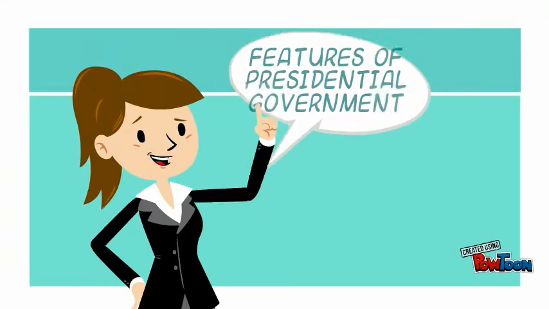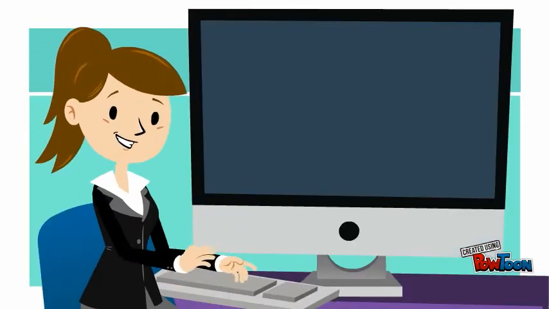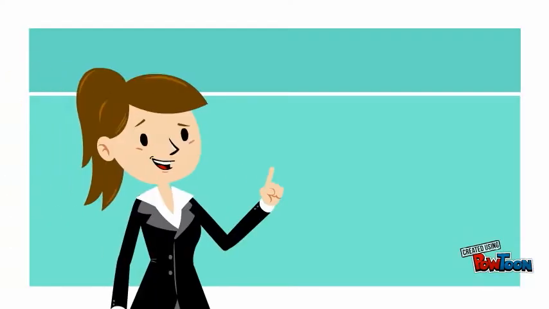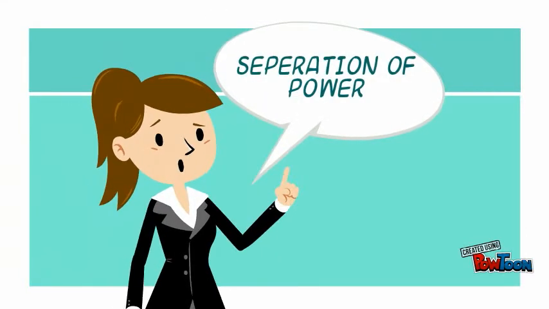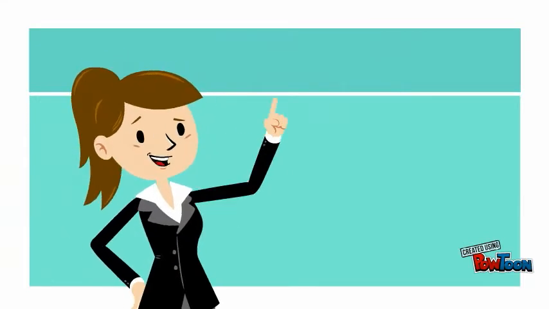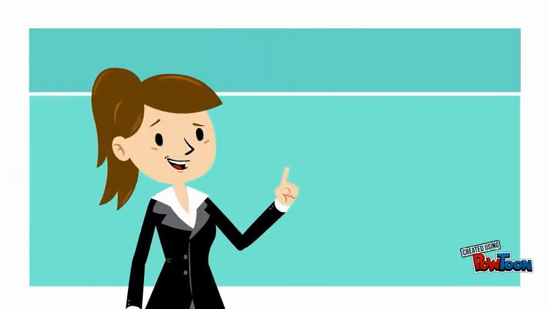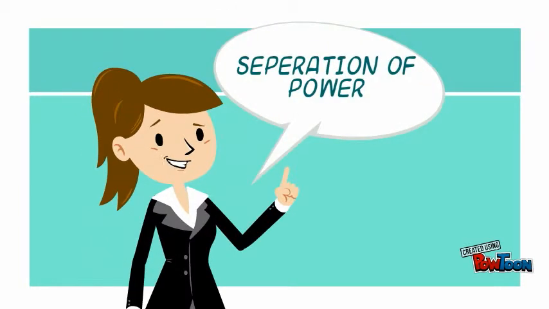Features of presidential government. Separation of powers. 3 branches of the government should exercise only the powers and functions delegated to it by the Constitution. 1. The legislature, body that enacts the laws. 2. The executive, department that executes the laws. 3. The judiciary, tribunal that interprets the laws.